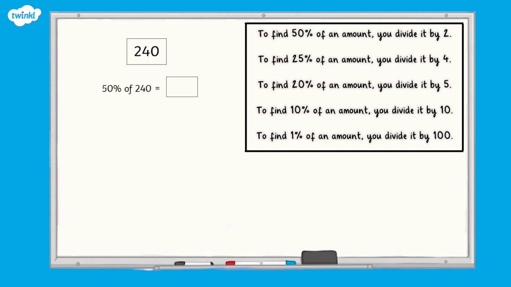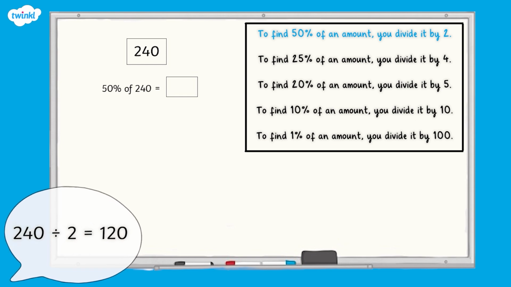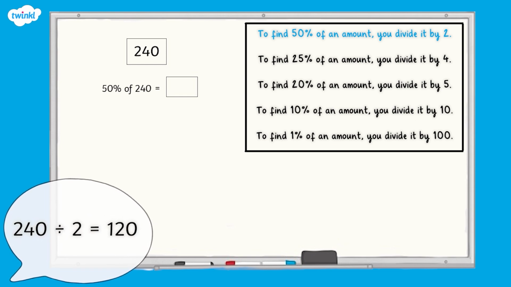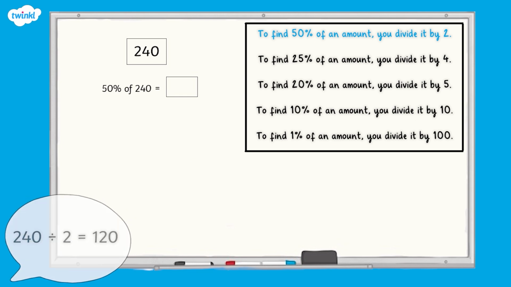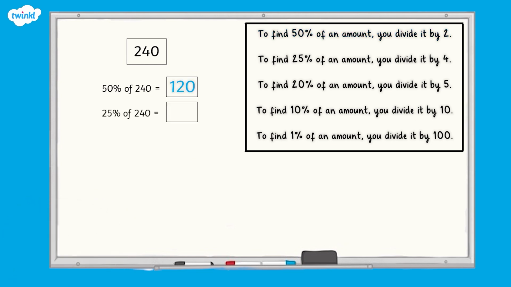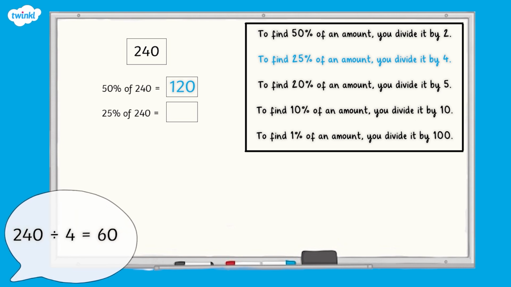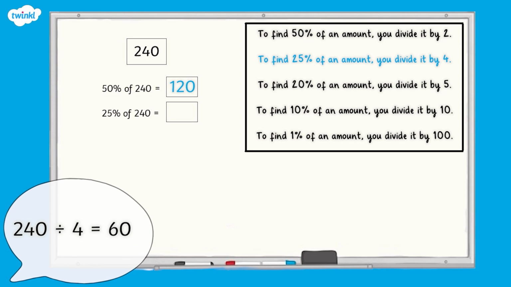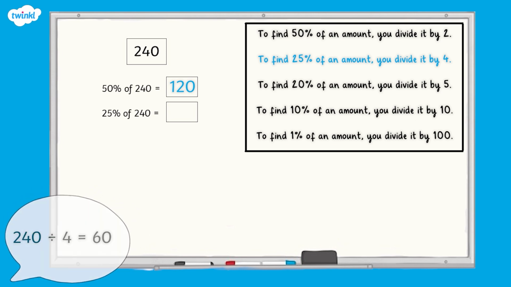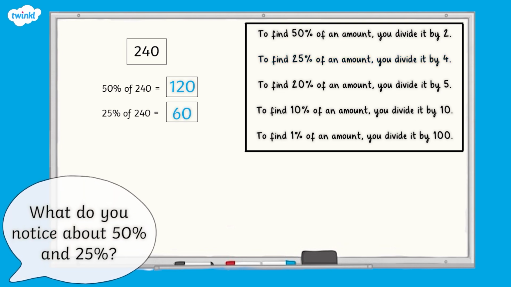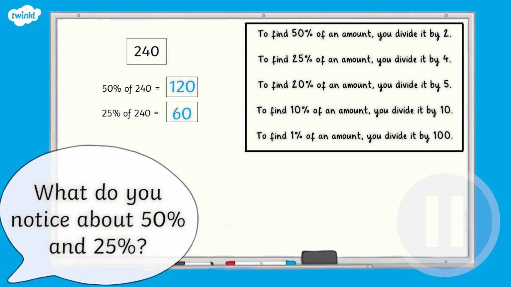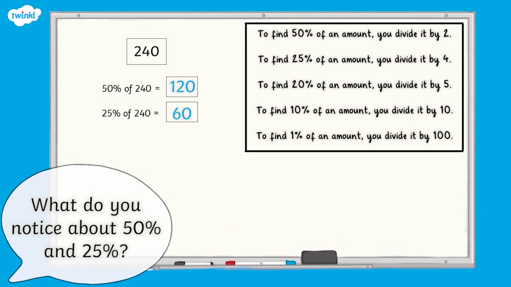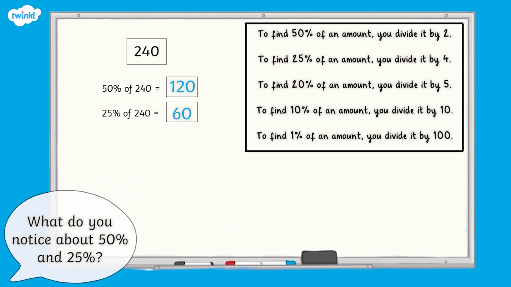To find 50% of 240, we divide by 2. 240 divided by 2 equals 120. So 50% of 240 is 120. To find 25% of 240, we divide by 4. 240 divided by 4 equals 60. So 25% of 240 is 60. What do you notice about 50% and 25%? 25 is half of 50, and 25% is half of 50%.